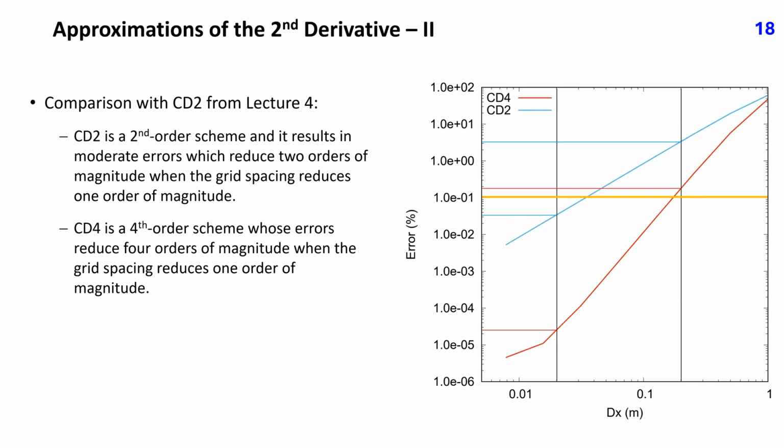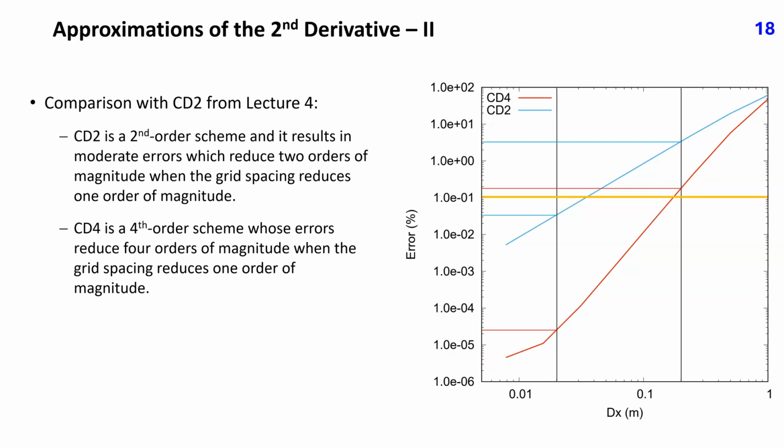The fourth-order central difference approximation starts with a similar initial error as CD2, but because of its fourth-order error reduction rate, its error for grid spacing of 0.01 meter is about 5 times 10 to minus 6%, which is far lower than engineers would ever need to go.